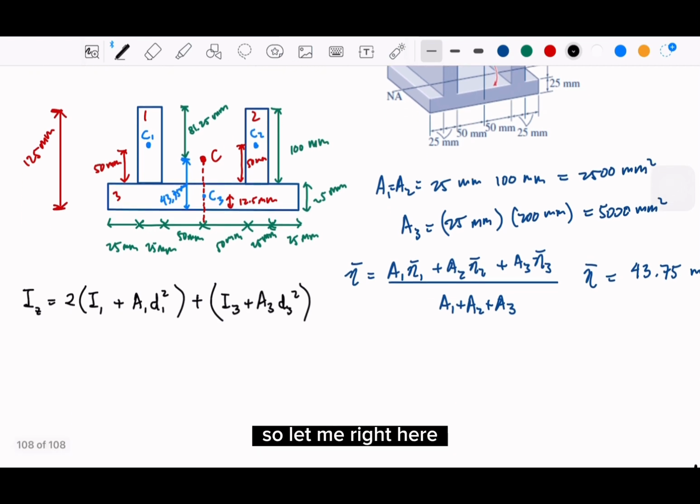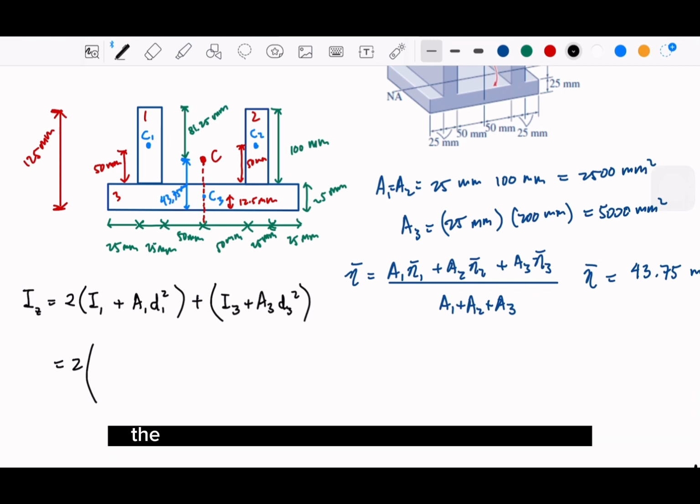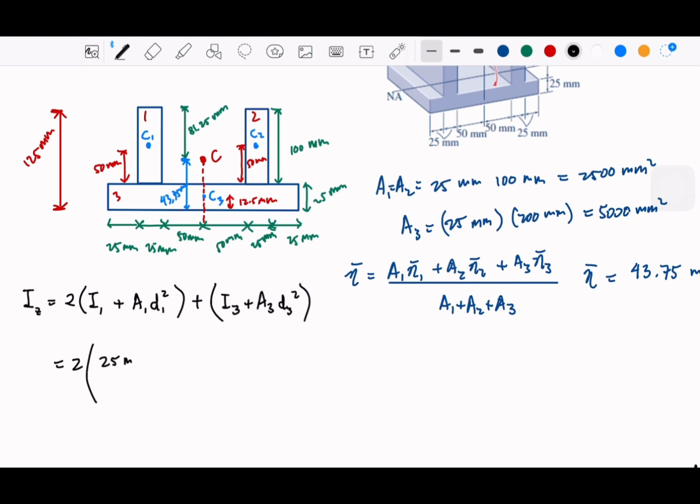So let me write here. The inertia is, so this is 25 and 100. Remember the inertia for the rectangular is BH cubed over 12, right? So we can write this will be 25 millimeter, and then multiply with 100. This is the height, so we take cube and divide by 12.